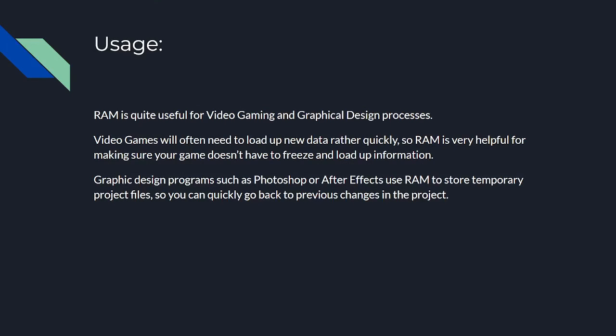So how is RAM used? RAM is quite useful for video gaming and graphical design processes. Video games will often need to load up new data rather quickly, so RAM is very helpful for making sure your game doesn't have to freeze and load up information. Graphic design programs such as Photoshop or After Effects use RAM to store temporary project files, so you can quickly go back to previous changes in the project.